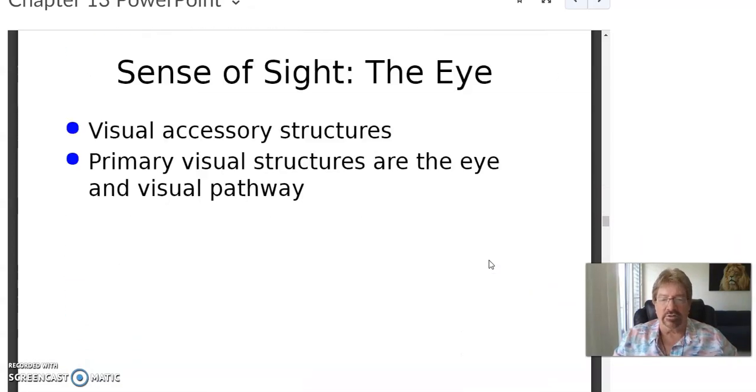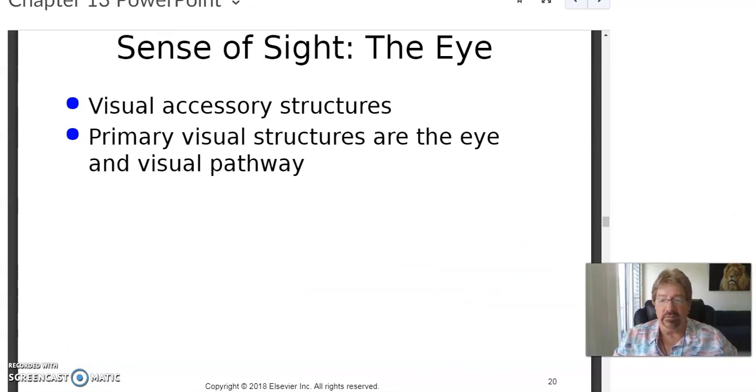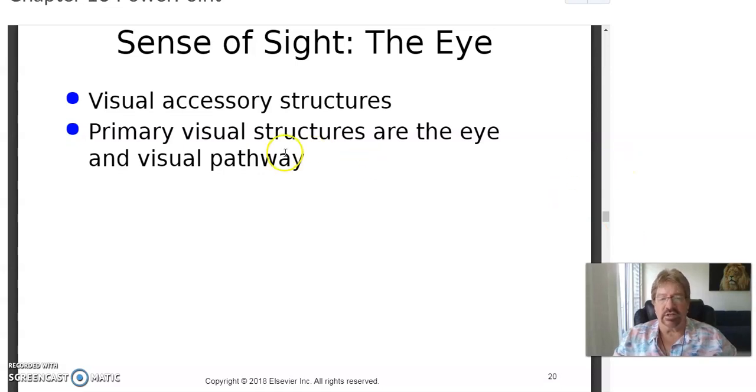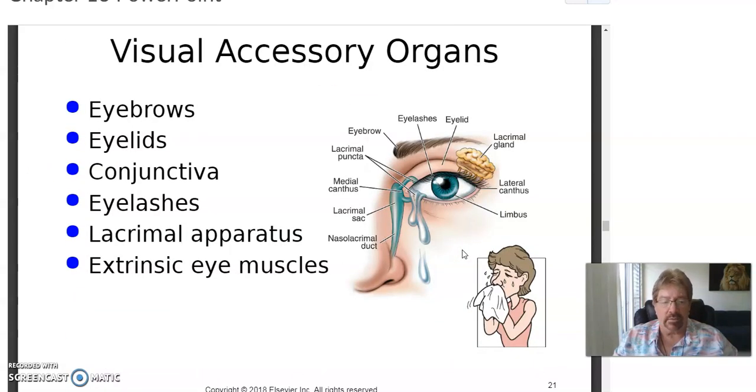Sight and hearing. Now, vision is the biggie. It's extraordinarily complex. Sense of sight, the eye. Visual accessory structures, primary visual structures of the eye and the visual pathway. Visual accessory organs: the eyebrows, the eyelids, the eyelashes, the covering across the eye called the conjunctiva, and the lining of the eyelids also is that. Lacrimal apparatus that produces tears.